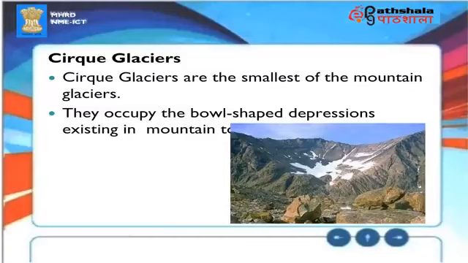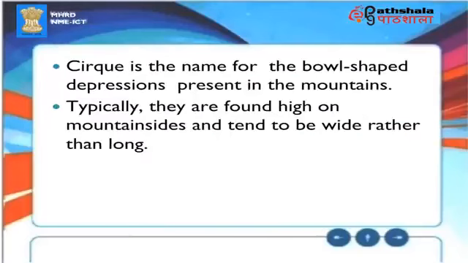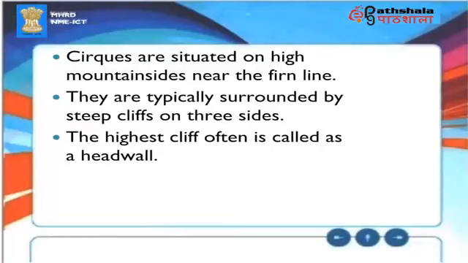Cirque Glaciers. Cirque Glaciers are the smallest of the mountain glaciers. They occupy the bowl-shaped depressions existing in mountain tops. Cirque is the name for the bowl-shaped depressions present in the mountains. Typically, they are found high on mountain sides and tend to be wide rather than long. Cirques are situated on high mountain sides near the firn line. They are typically surrounded by steep cliffs on three sides. The highest cliff often is called a head wall.